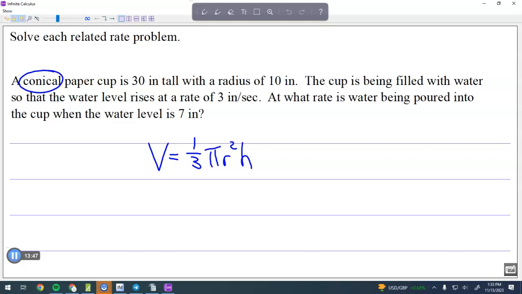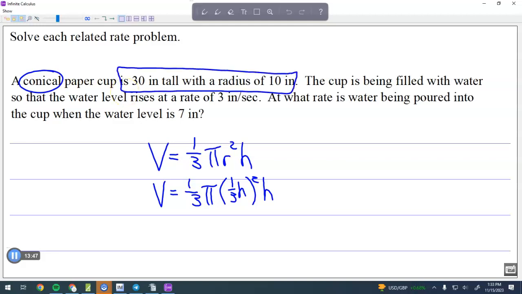I am going to say, I'm going to do that. Take a second, see if you can figure out what I did. And the point of me doing it is to try to get it into one variable. Now I've got only h's, so it becomes that. Can we see what I did? It comes from there.